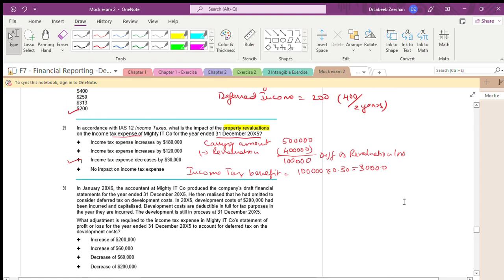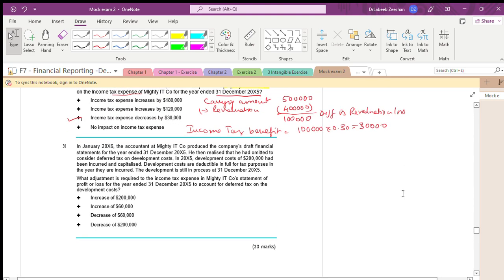Okay. Next. In January 2006, the chief accountant of Mito produced the company's draft financial statements for the year ended 2005. He then realized that he has omitted considerable deferred tax. In 2005, a development cost of 200 has been incurred and capitalized. Development cost was deductible in full for tax purposes in the year it has been incurred. The development is still in progress on 31st December 2005.